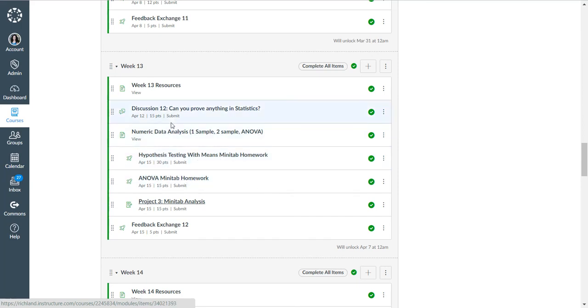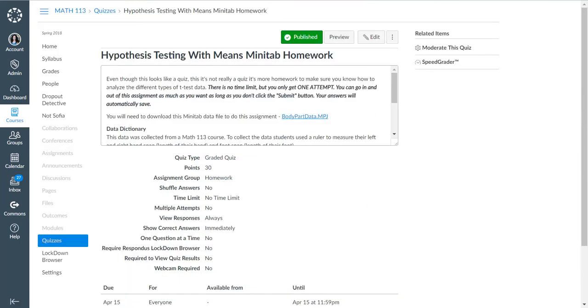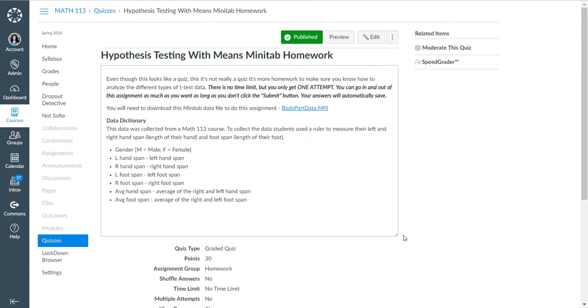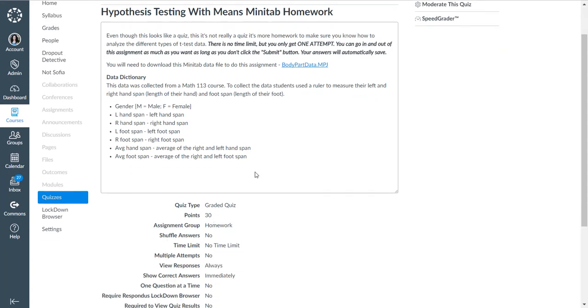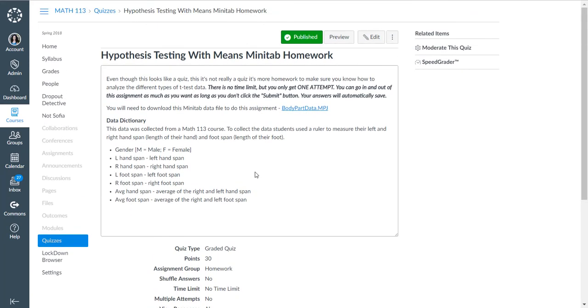Based on what you learn here, you're going to be doing hypothesis testing with the means. This is the one sample t-test and the two different independent and paired sample t-tests. So all three are covered. This is also worth 30 points, so this is a big one. So make sure you get this. If you have questions, if you have problems, make sure and ask, all right? Because you want to make sure that you do good on this one.